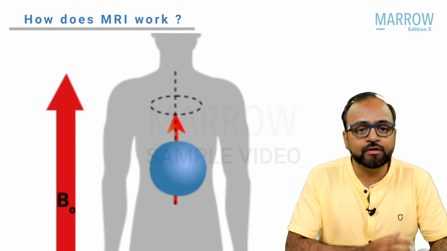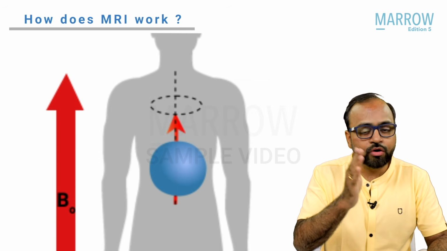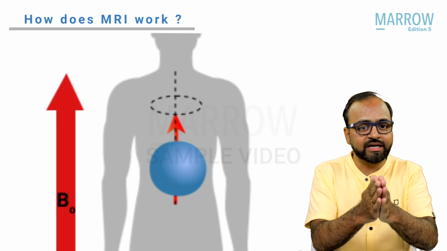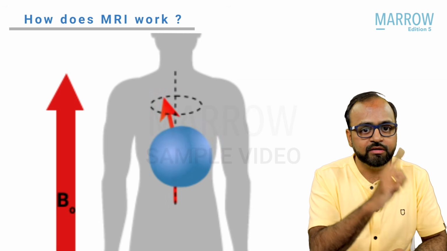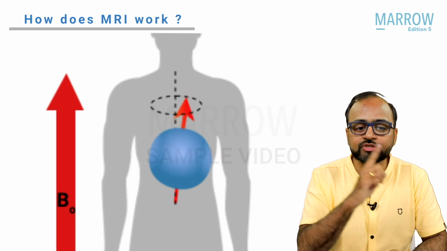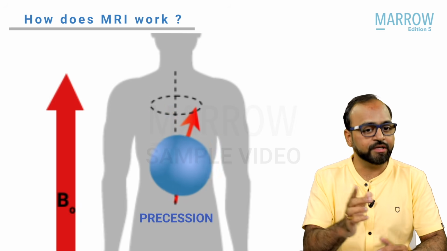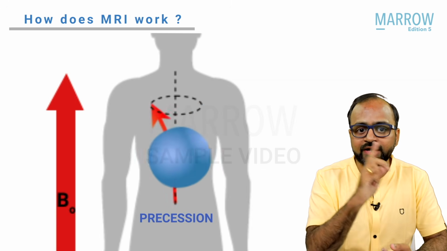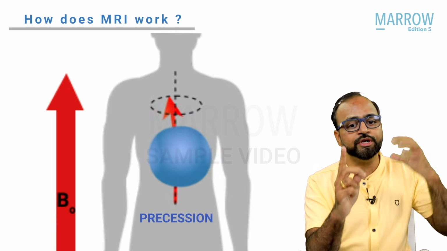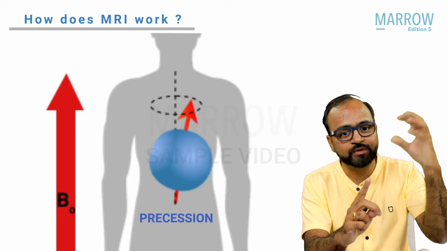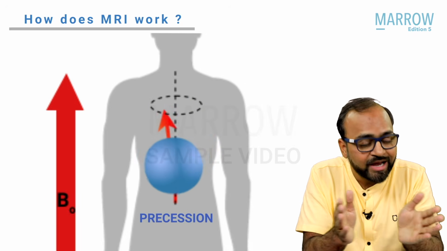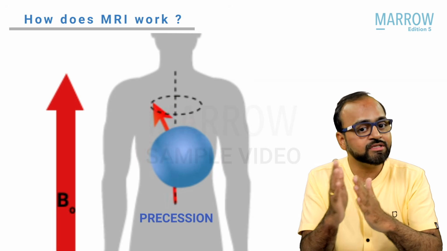Now when the nuclei are aligned along the direction of B0, the external magnetic field, they just don't sit straight like this, they begin to wobble. Can you see this movement there? This is called precession or wobbling. The frequency of wobbling is very important. Why? Because the machine is going to match this particular frequency exactly. If these frequencies match, there will be resonance, and that is called magnetic resonance imaging.